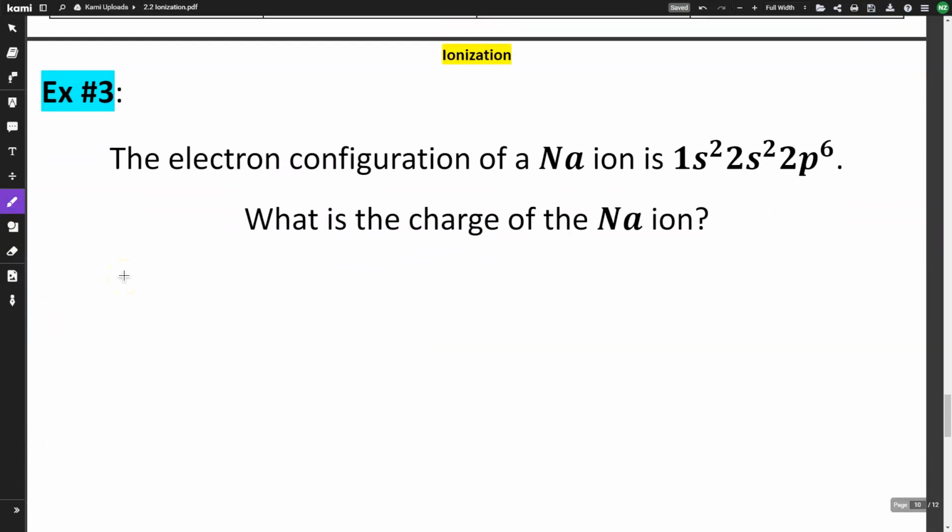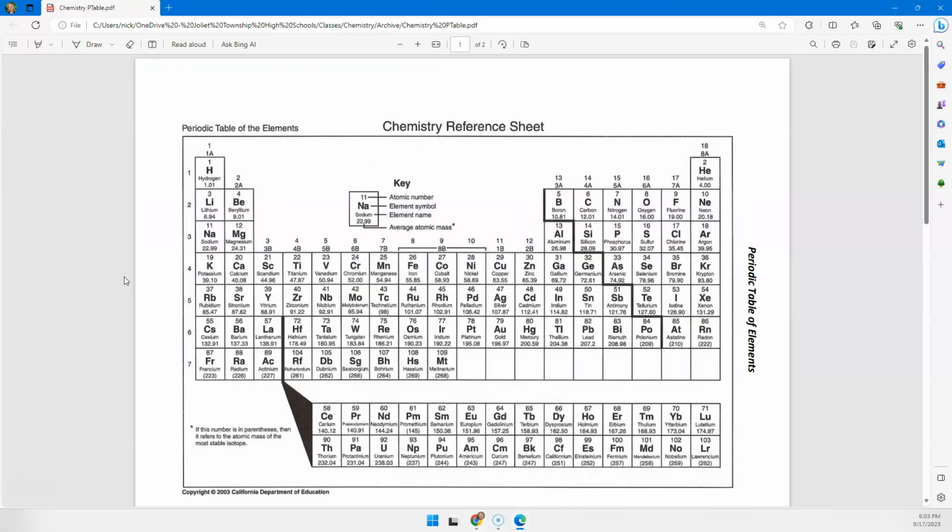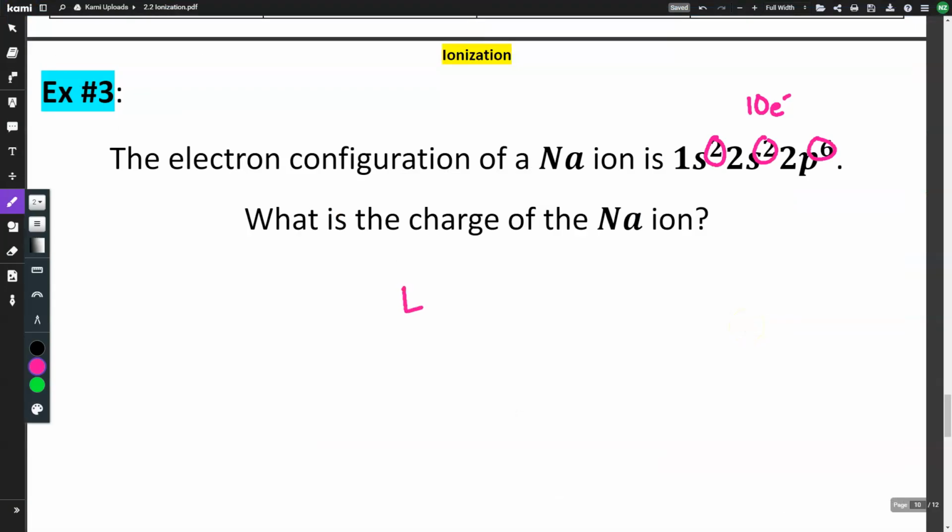All right, in this example, it says the electron configuration of a sodium ion is 1s2, 2s2, 2p6. So here we have 2, 2, 6. Plus 2 would be 10. So we have 10 electrons. And if you go and look at sodium, sodium, Na, normally has 11. So it lost an electron. If you lose an electron, you will have a positive 1 charge.